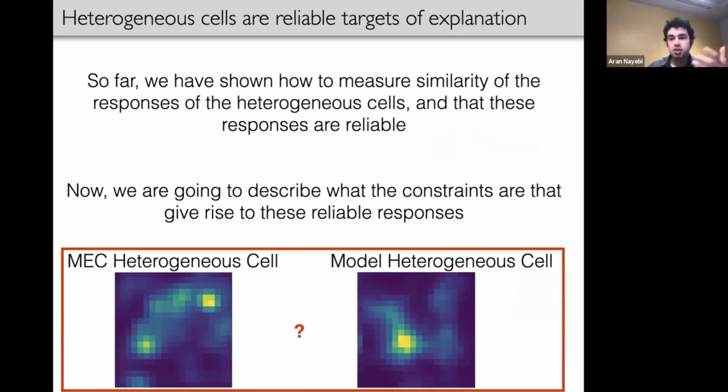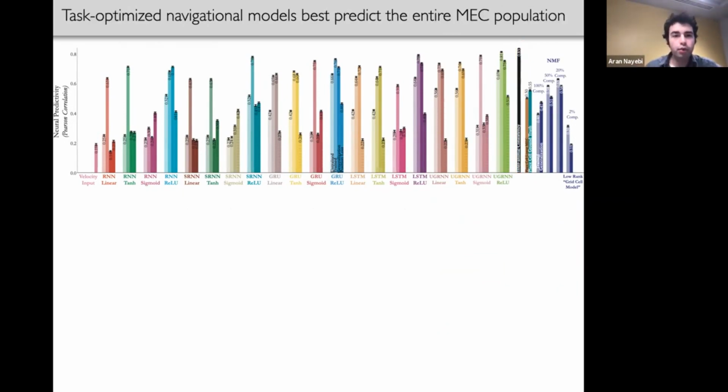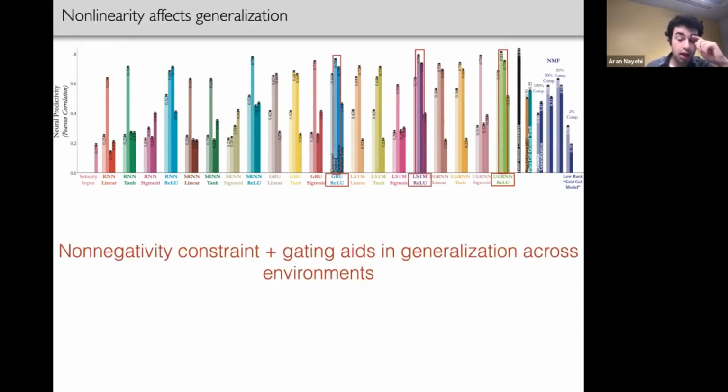So now we're going to go about defining the constraints that would give rise to these reliable responses. We'll start with the inter-animal consistency as measured by a transform between animals, and we're going to apply that same transform to model features. And what we see at the outset is that task-optimized models approach the noise ceiling of these responses quite reliably. And we'll now dive into the ingredients and make them well.